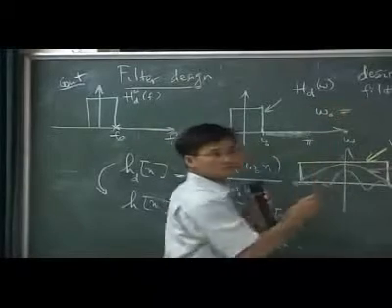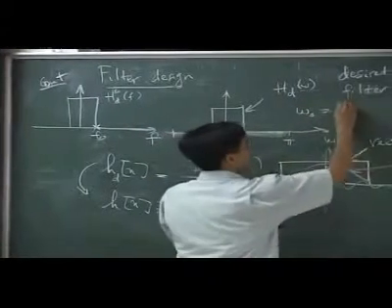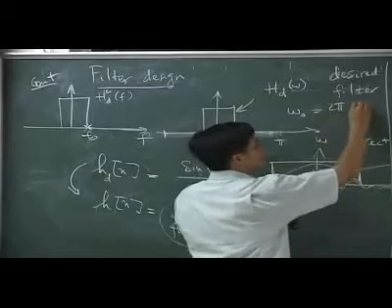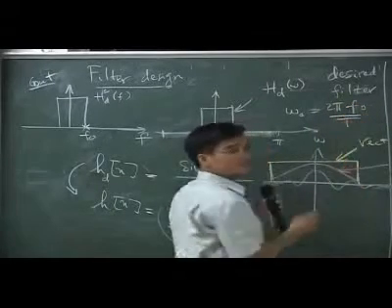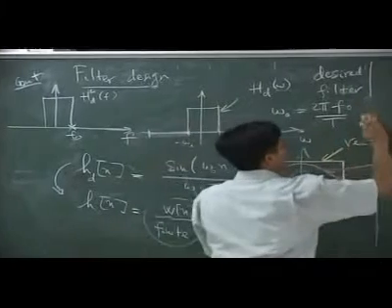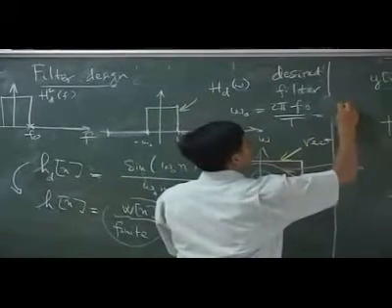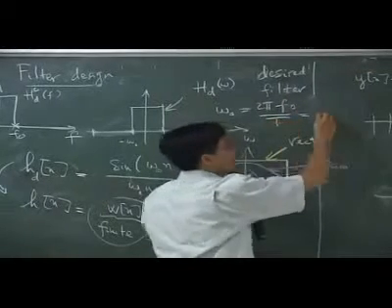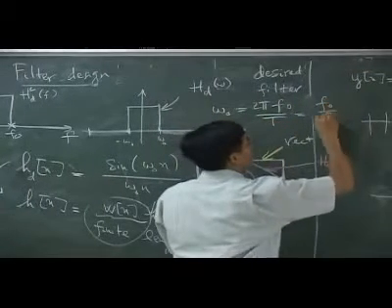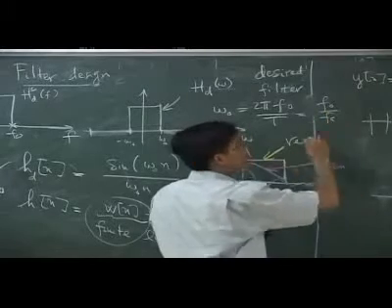Omega naught equals 2 pi f naught over T. Exactly. Omega s equals 2 pi over T, which is really the sampling frequency. So it equals f naught over the sampling frequency. Right?